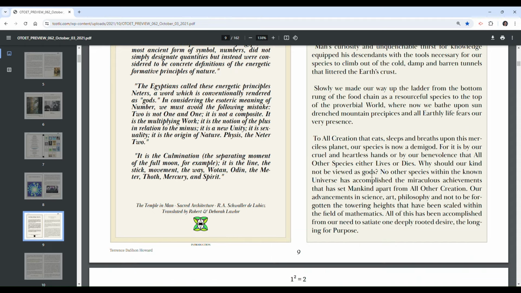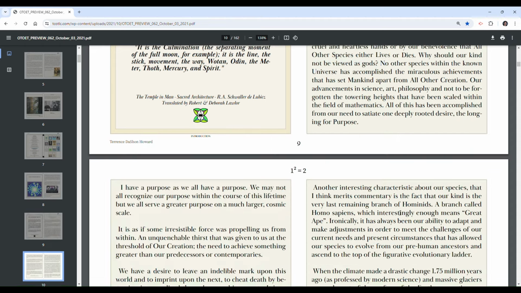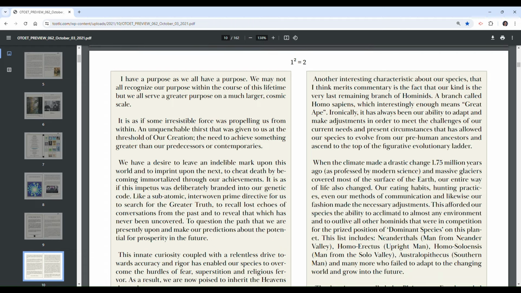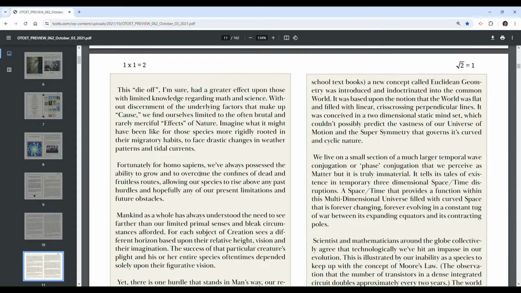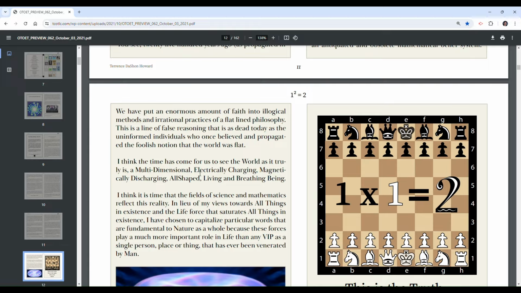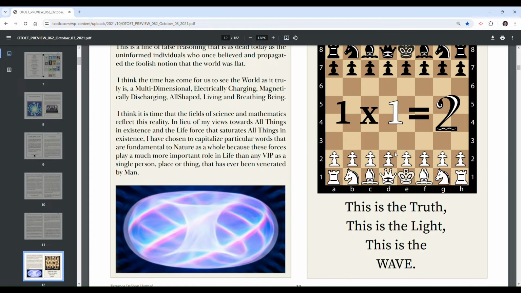Okay, so he's going through creation. 1.75 million years. I'm pretty sure he gets this stuff wrong as well, but I'm not qualified enough to speak to it. Anyone in the comments want to read this section of the book? I don't think that I'm going to read it. Homo sapiens, yeah. Again, a lot of pictures, a chessboard.